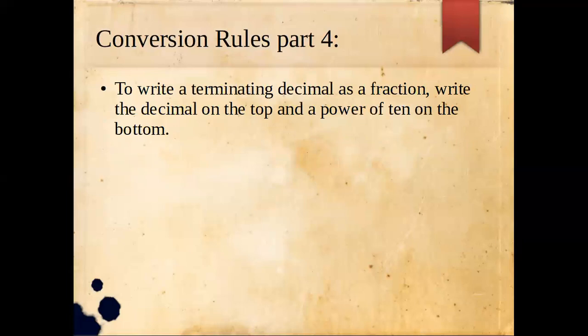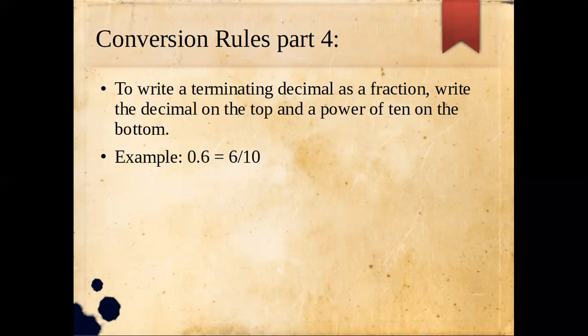To write a terminating decimal as a fraction, write the decimal on the top and a power of 10 on the bottom. So all you do is you look at your decimal. You need to see how many spaces you need to move the decimal point to the right. So in our example here, we need to move it by 1 to the right, which is the same as multiplying it by 10. So what we do is 6 divided by 10, because to get that to 6 as a whole number, we have to multiply it by 10. So we do 6 divided by 10.